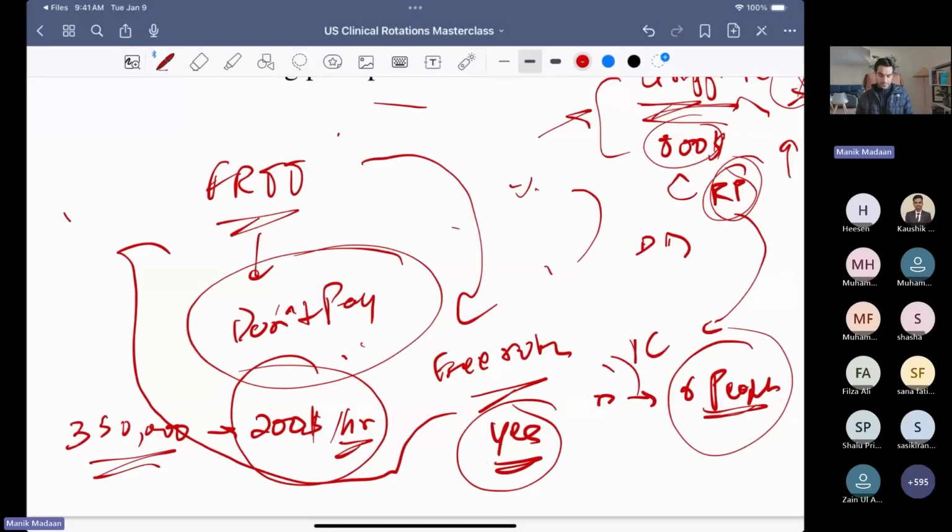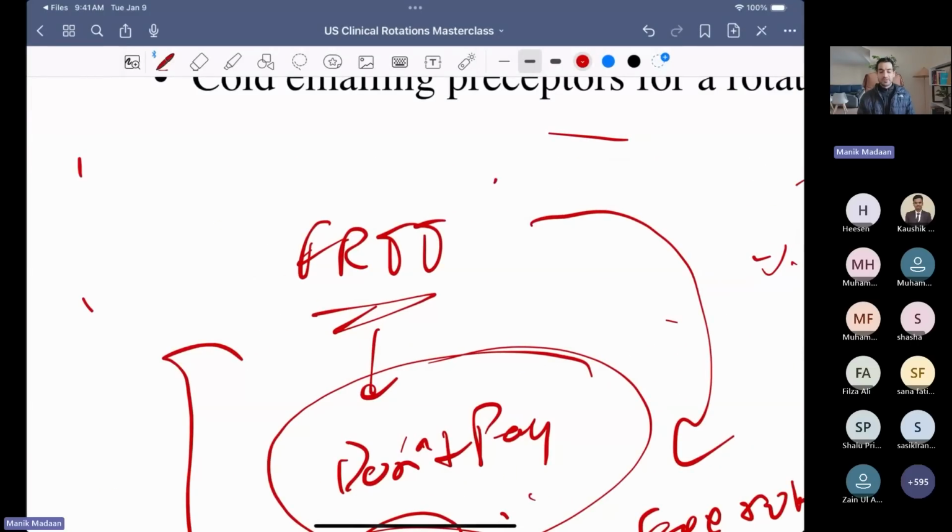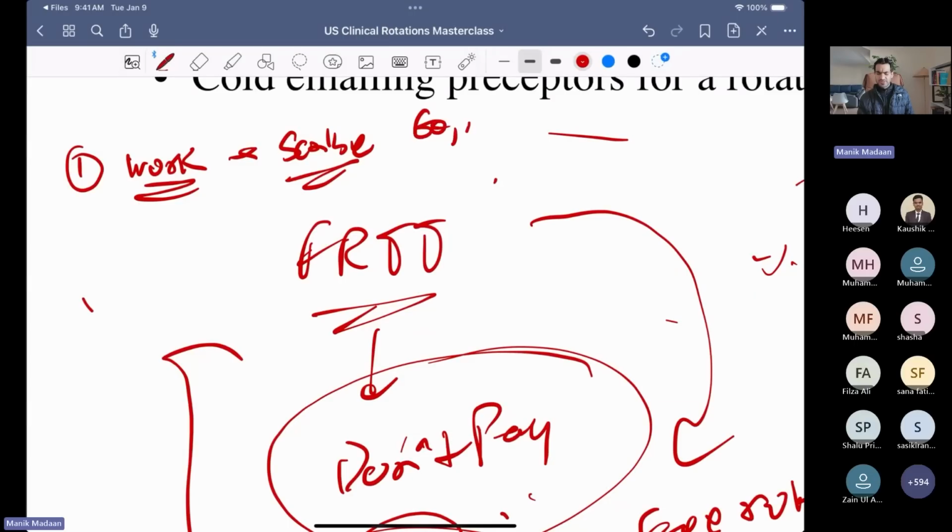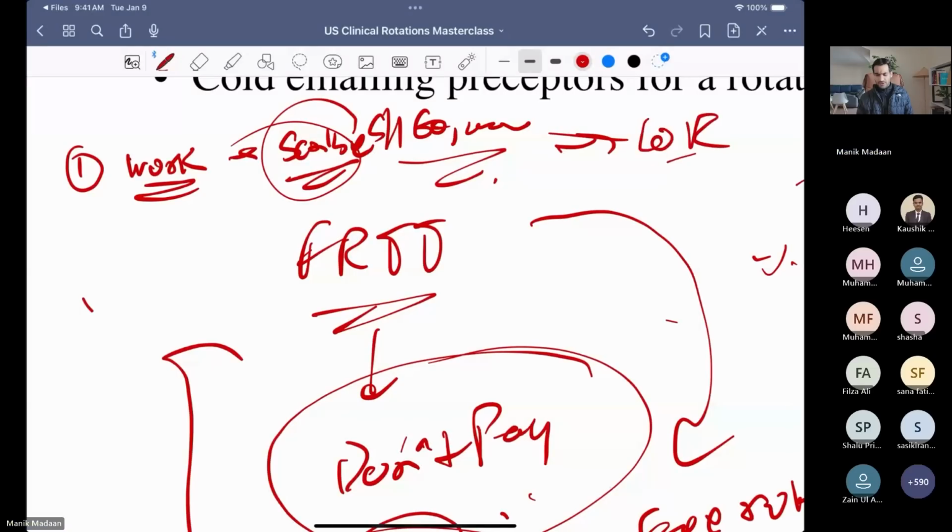Let me tell you what's going to happen. Firstly, they are going to make you work as a scribe, because to them a scribe will cost $60,000 for a year, and you're going to do it for free. And that is okay. I get it. It's a skills exchange, but it's more unpaid labor for you getting a LOR.